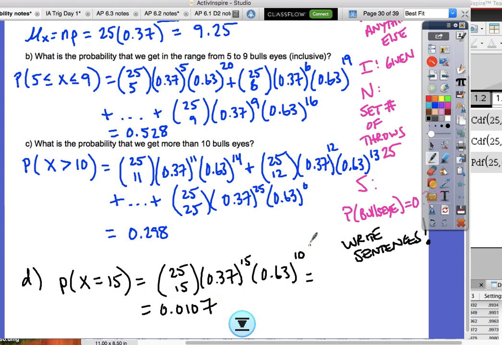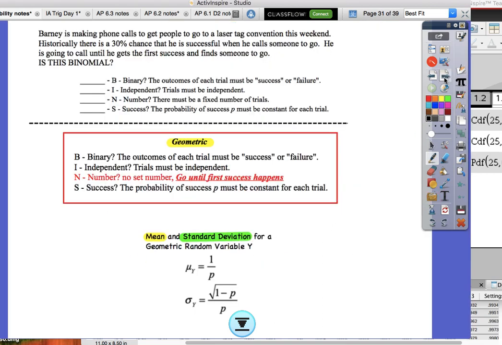Okay, so that is binomial in a nutshell. Now here's geometric. So again, with geometric, I already wrote this down, but here's the big thing. There's no set number of trials. We're just going to go until we get our first success. So here's a little example.